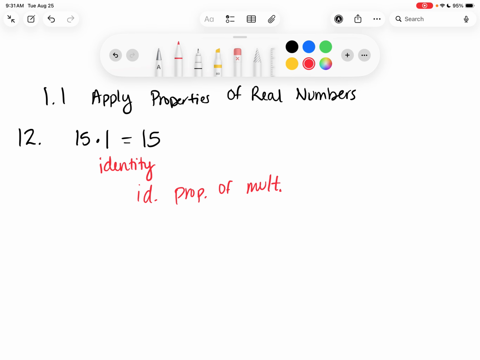16. We've got in parentheses 6 times 5, close the parentheses, times 7 is equal to 6 times, in parentheses, 5 times 7.